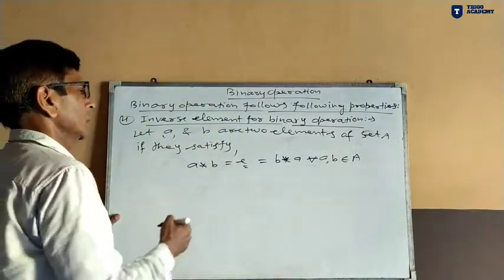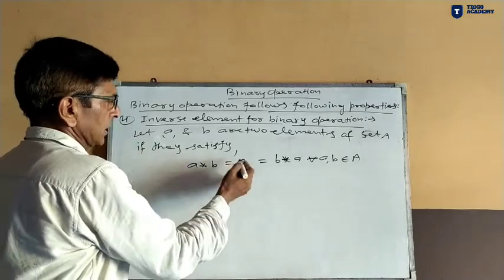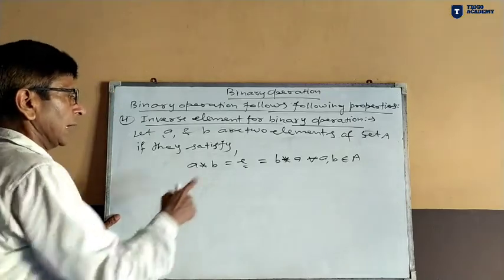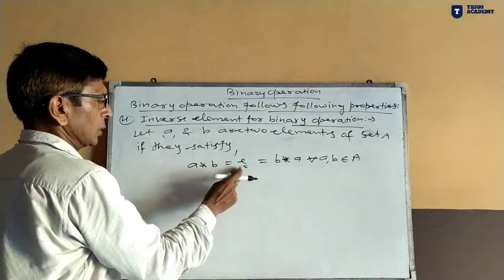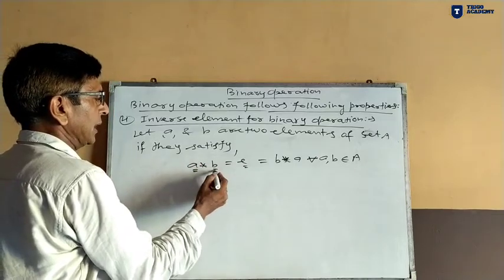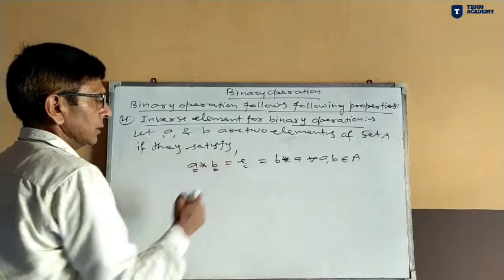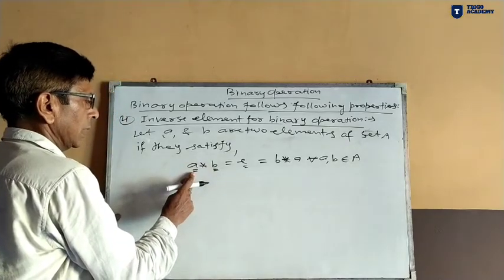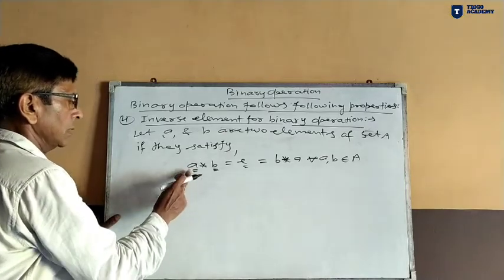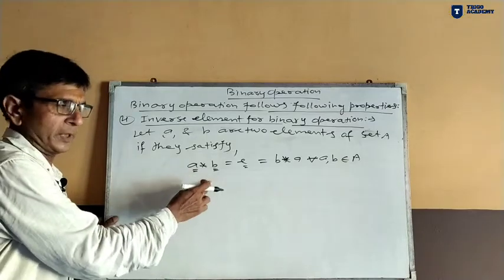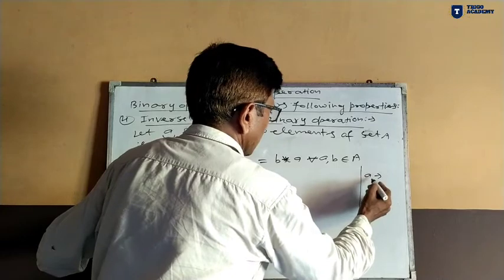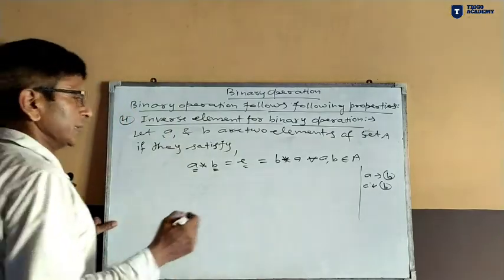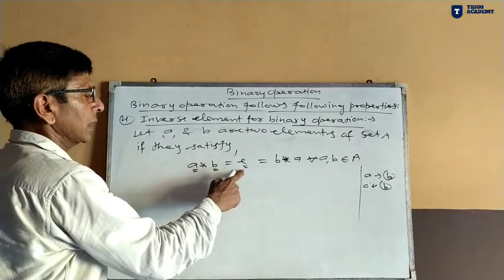As we know about element E, this element E is the identity element for the binary operation, and here A star B equals E. It means that after operating A element and B element with this operation, we get the identity element E. Then element B is said to be the inverse of A, and element A is the inverse of B. They will be inverses of each other. The reason behind it is that after operating these two elements we get the identity.